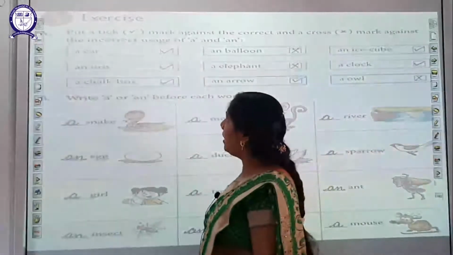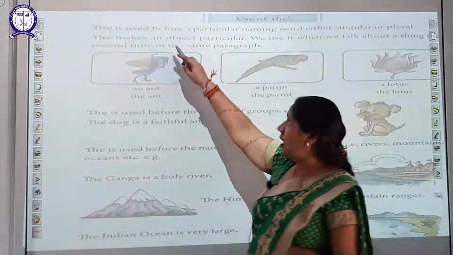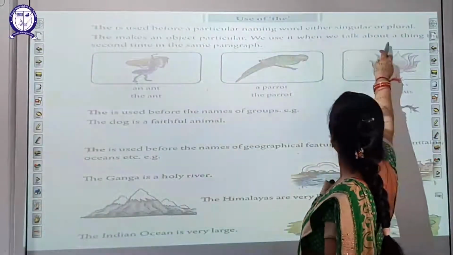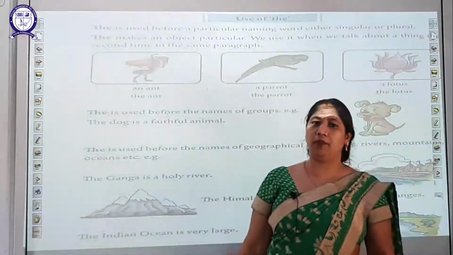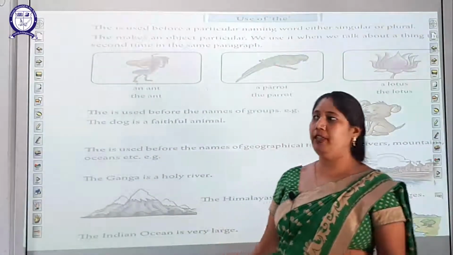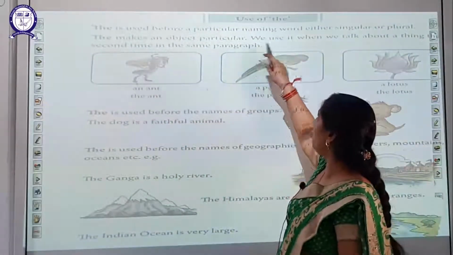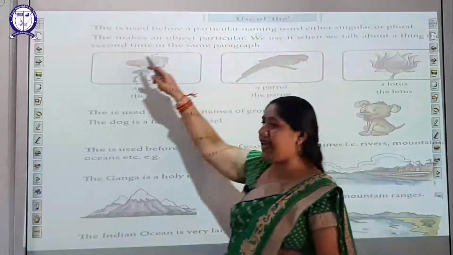So let's come to the next slide with uses of the. The is used before a particular naming word, either singular or plural. So friends, the is used with singular and plural both, but the word will be particular. The makes an object particular. We use it when we talk about a thing a second time.